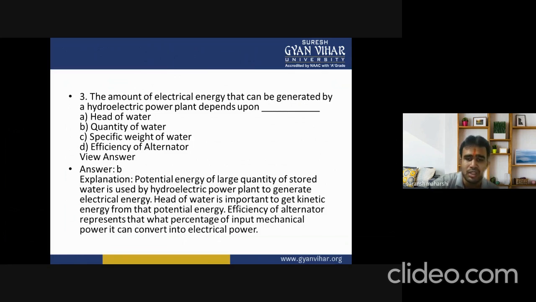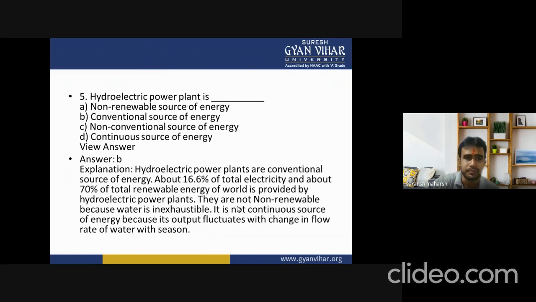Potential energy of a large quantity of stored water is used by the hydroelectric power plant to generate electrical energy. Head of water is important to get kinetic energy from that potential energy. Efficiency of alternator represents what percentage of input mechanical power it can be converted into electrical power.